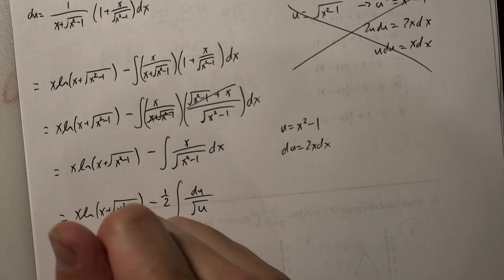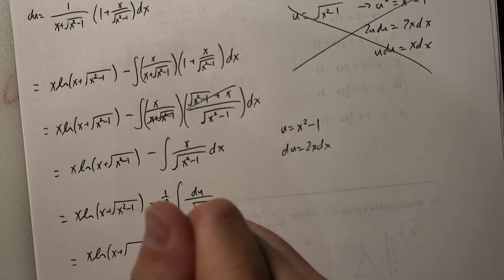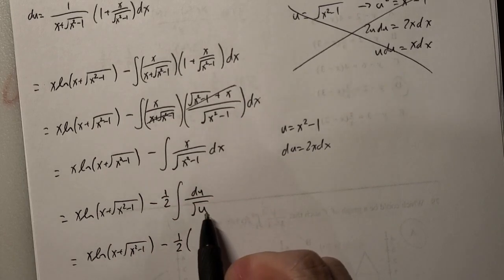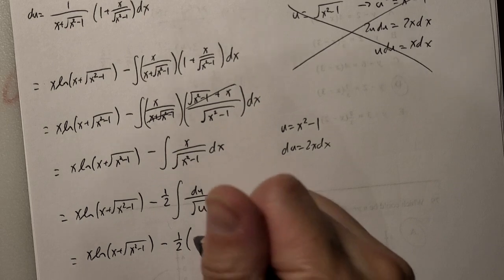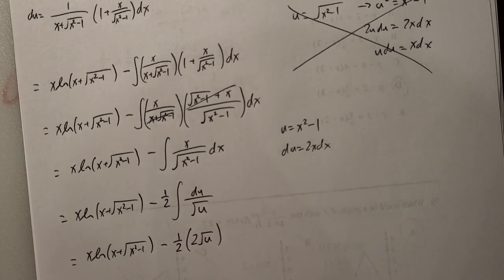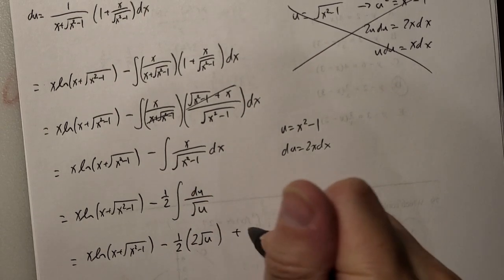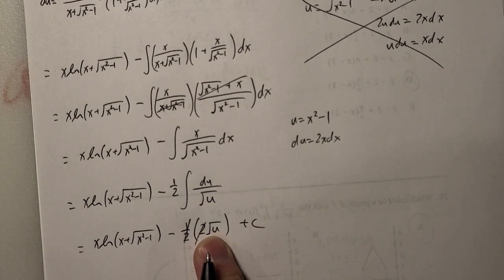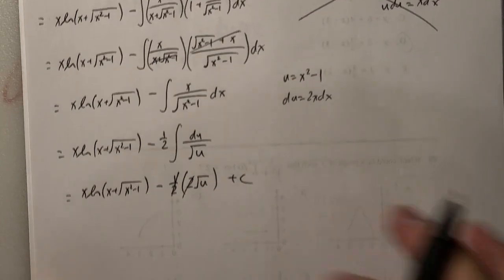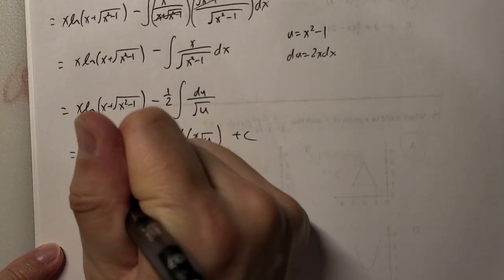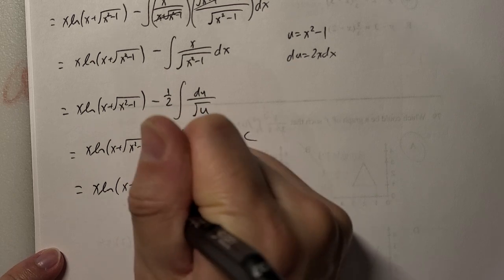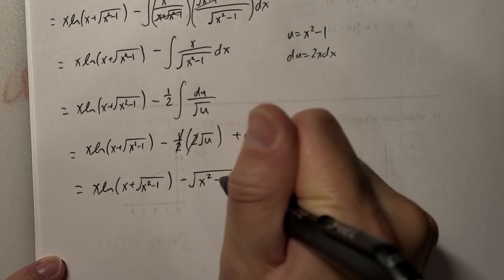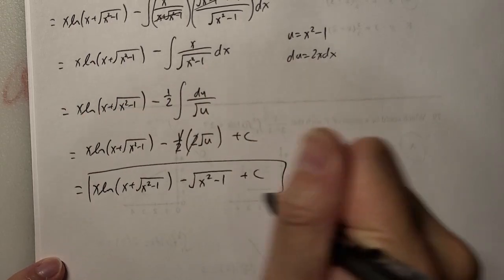Okay, x ln of x plus square root of x squared minus 1 minus half times, what's the integral of square root of u? That is just 2 square root of u. Okay, and then plus c, this half and this 2 would cancel, and then we need to back substitute u. So we're almost done: x ln of x plus square root of x squared minus 1 minus square root of x squared minus 1 plus c, and that's our answer finally.